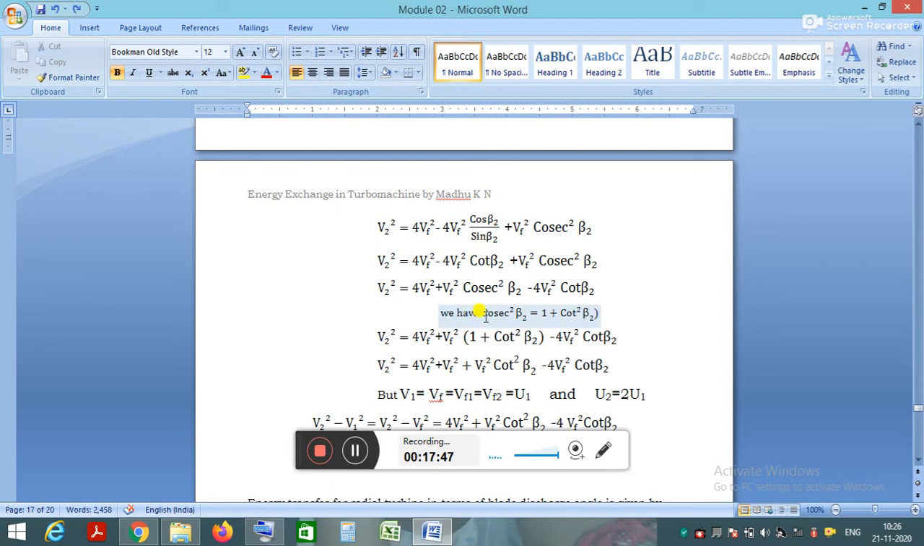But we know that cosecant square beta 2 equals 1 plus cot square beta 2 by trigonometry. Substitute this equation here. We will get 4 Vf square plus Vf square plus Vf square cot square beta 2 minus 4 Vf square cot beta 2.